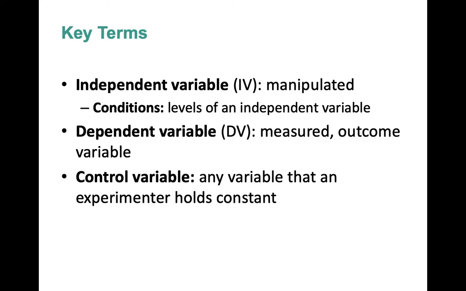And then a control variable is any variable that an experimenter holds constant. So actually the term variable is a bit of a misnomer, because variable suggests change or variability, or that you can have multiple different levels or scores. But a control variable is really a constant. So in the pasta study, all the participants ate the same type of pasta. So that was a control variable. It was held constant.